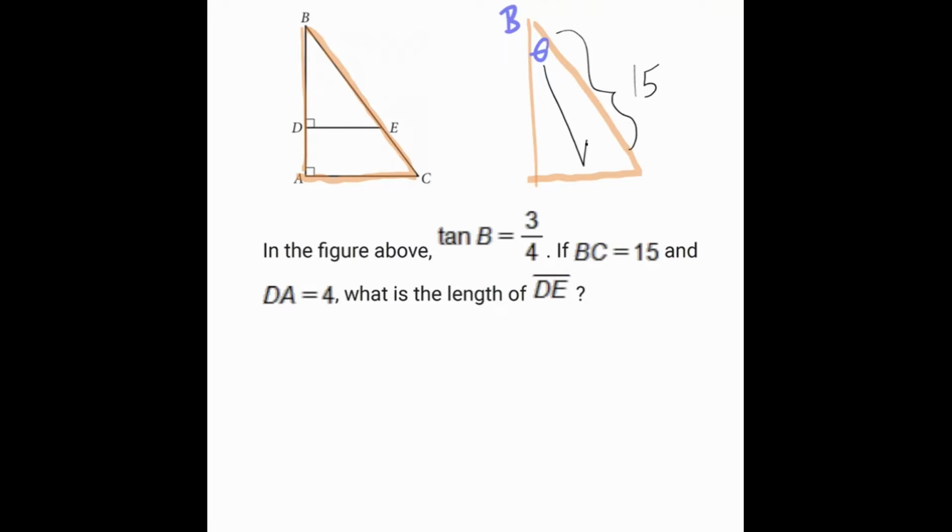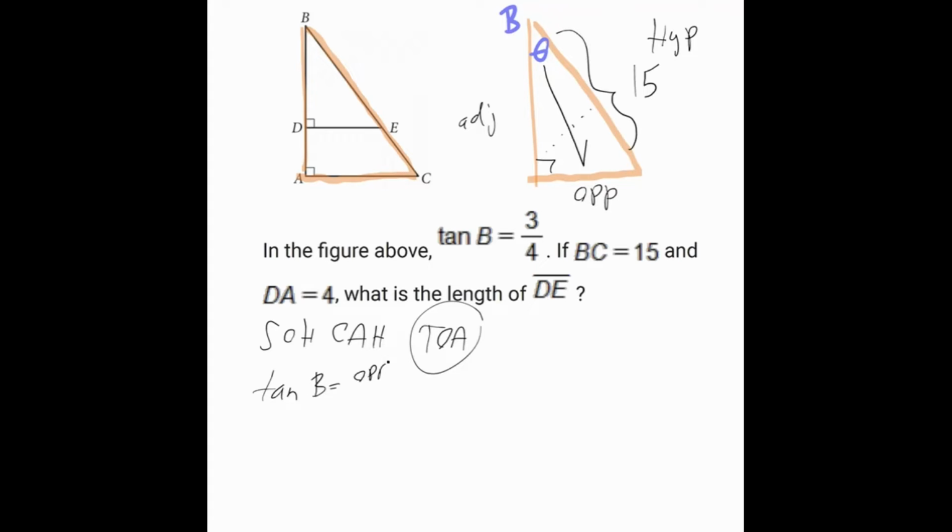And from there, you go opposite. You have your hypotenuse, which is across from the right angle. That's your hypotenuse. And then you've got your adjacent as the one left over. So in SOHCAHTOA, tan is opposite over adjacent. So tan of B is the opposite over the adjacent.